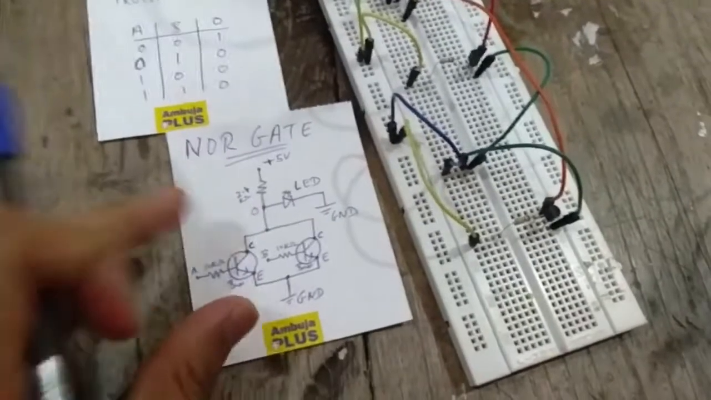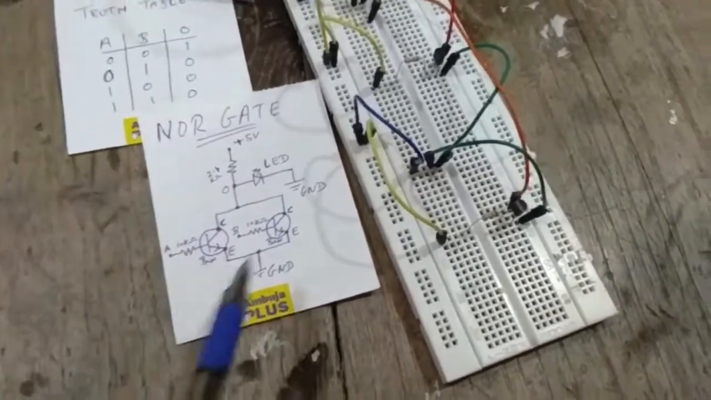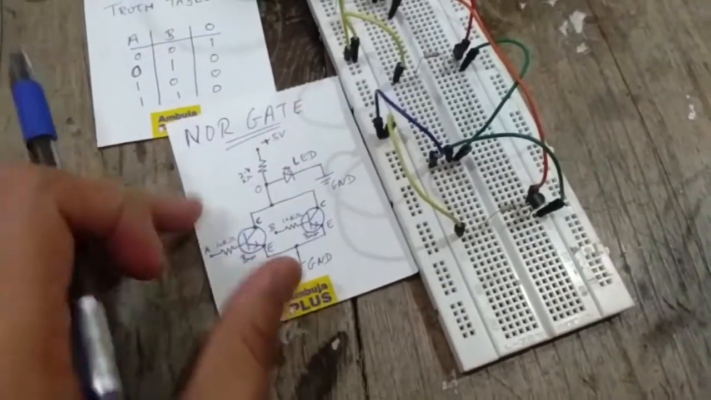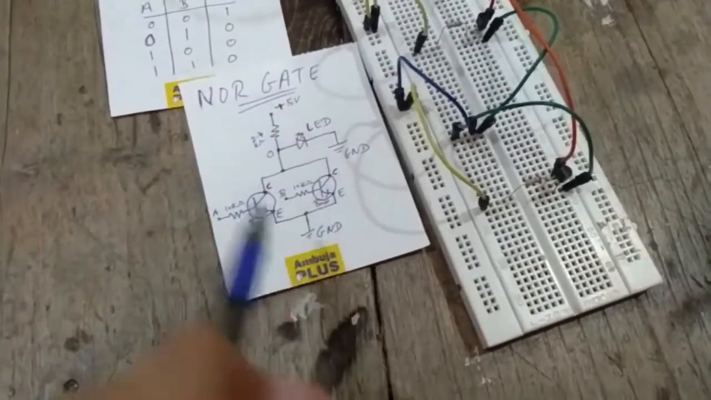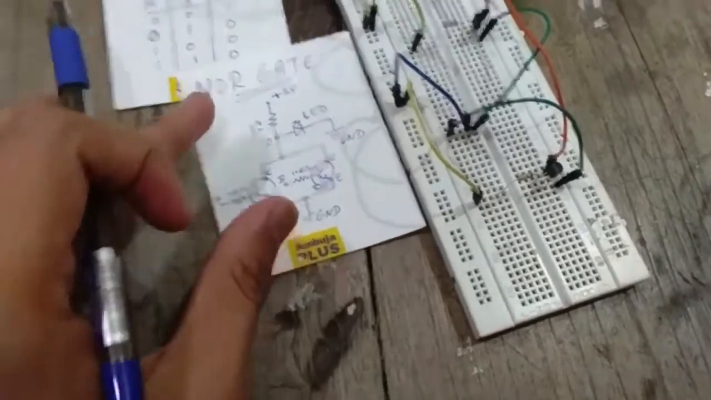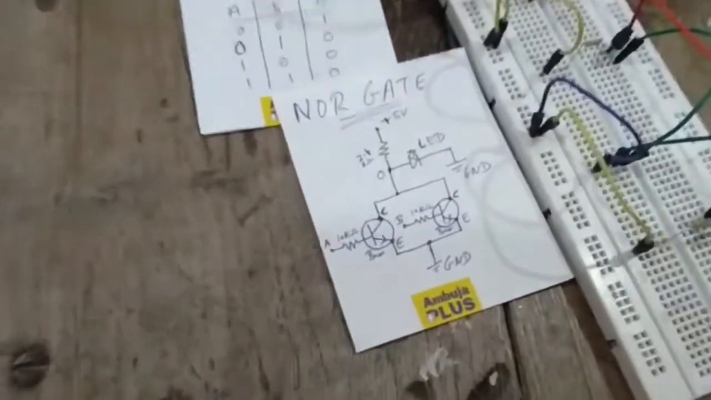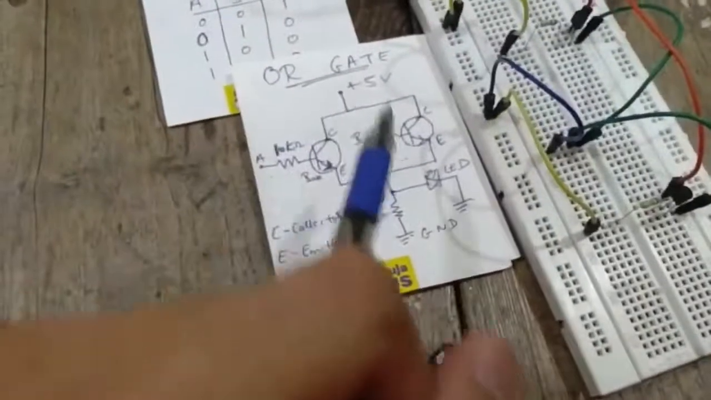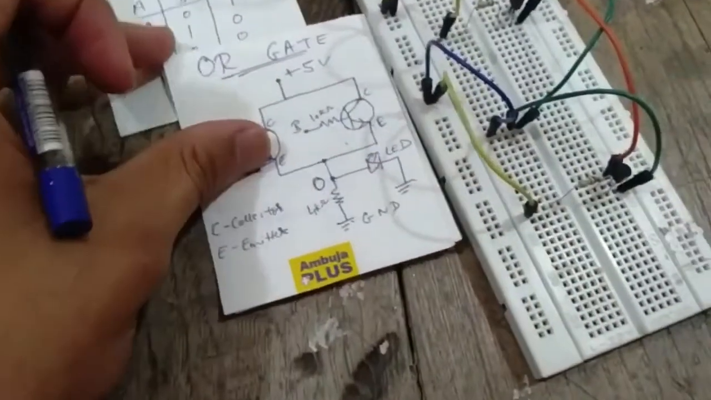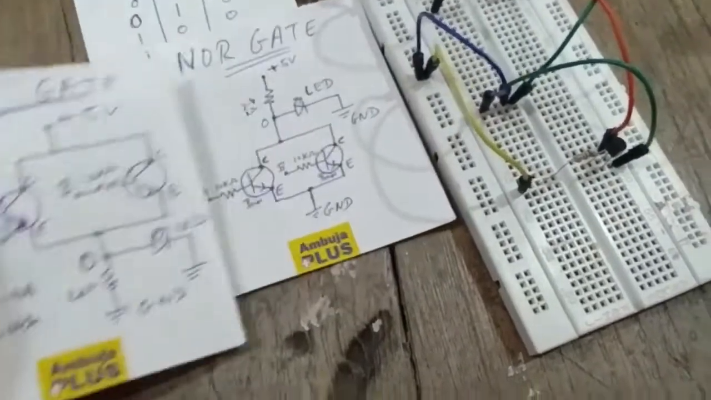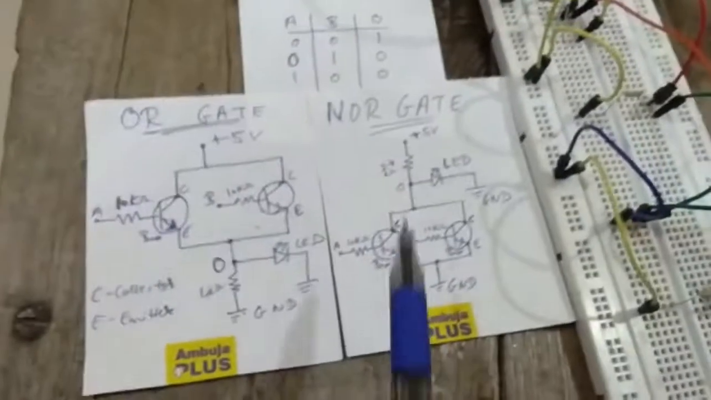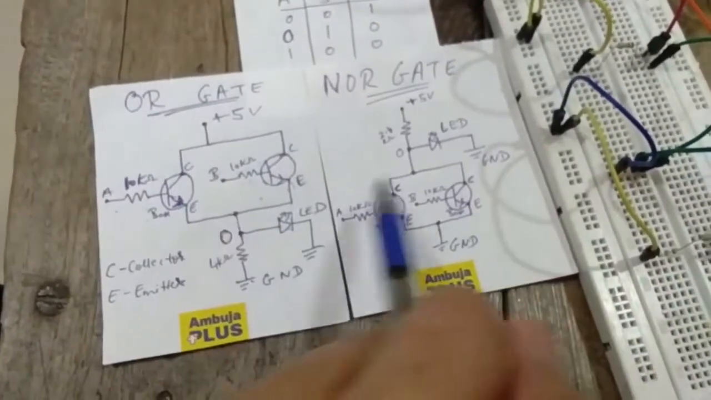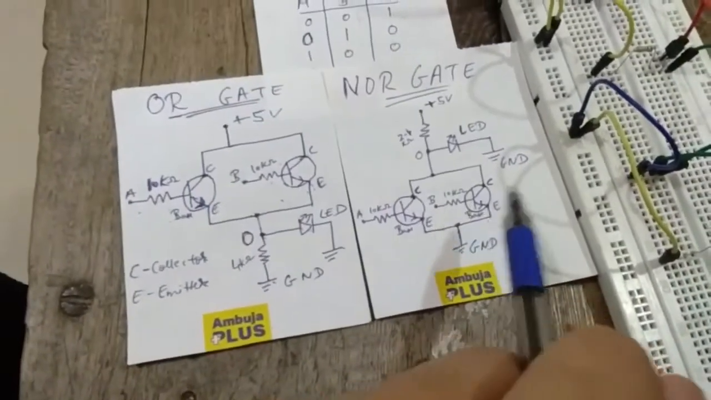If you have seen my video for making an OR gate, you would remember that this circuit of a NOR gate is very much similar to the circuit of the OR gate. I will just show you once again the circuit of the OR gate. So this is the circuit of the OR gate that I showed to build an OR gate using transistors, and now you can see the circuit of the NOR gate. You can see that this much part is similar for both the circuits.